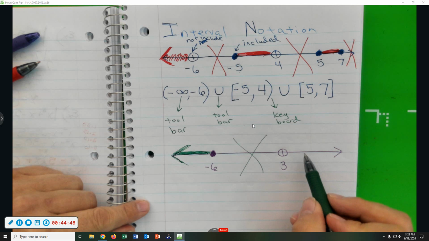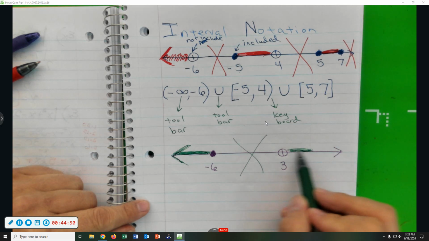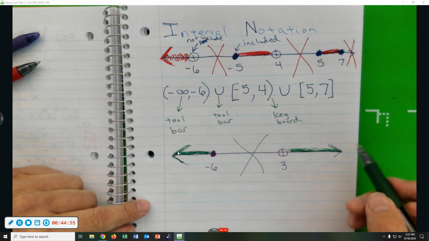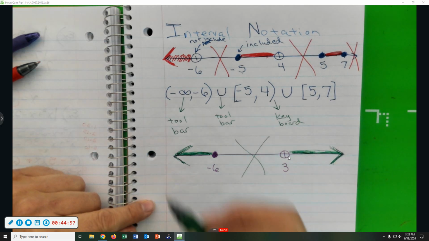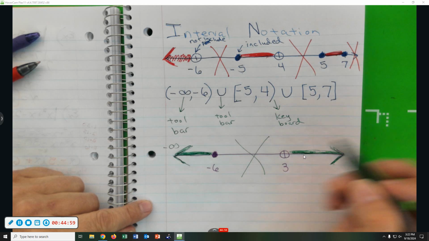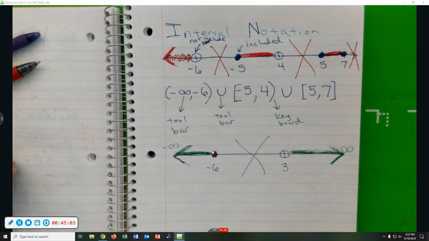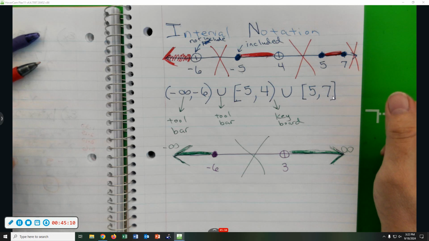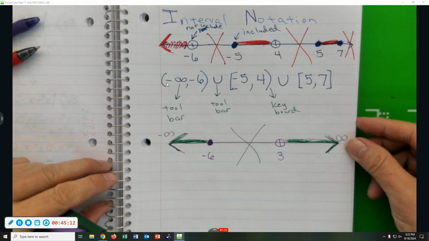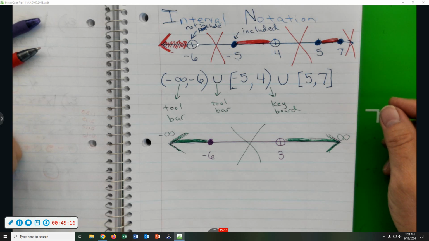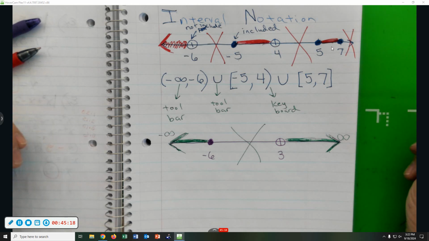Cross out and shade. Now label this left-hand arrow negative infinity and the right-hand arrow positive. Just so you see, you're going to be going left, right, left, right. Here, the order matters. Everything you have written in interval notation better be in the same order that you see on the number line.